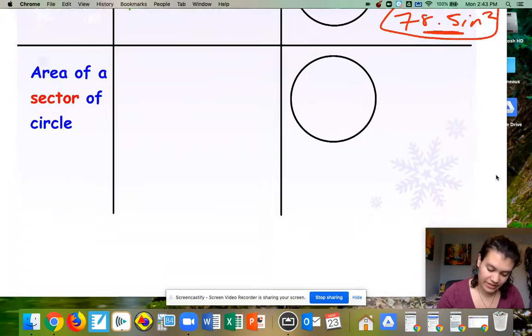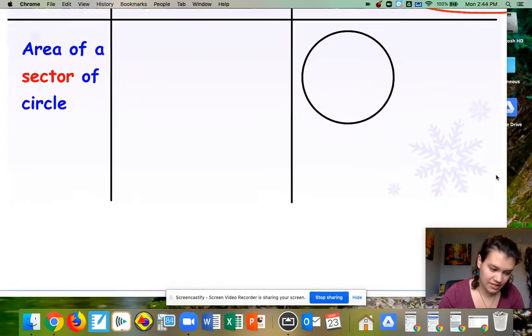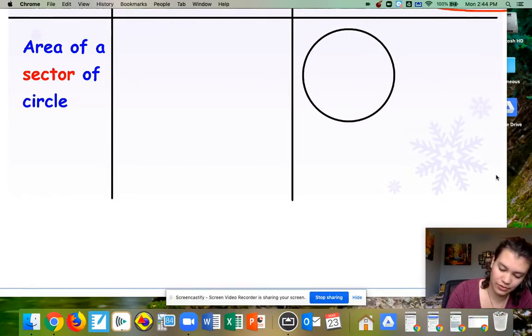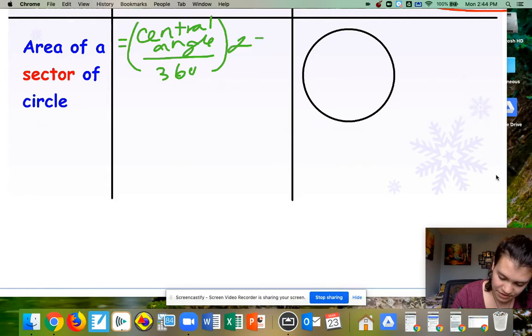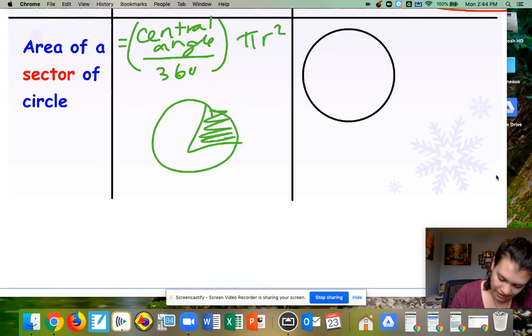All right, so the area of a sector of a circle, this is a section of your circle. So the formula is going to be the central angle divided by 360 times 2 times pi times the radius squared. So here what we're talking about is finding a chunk, or like a pizza slice, of your circle.